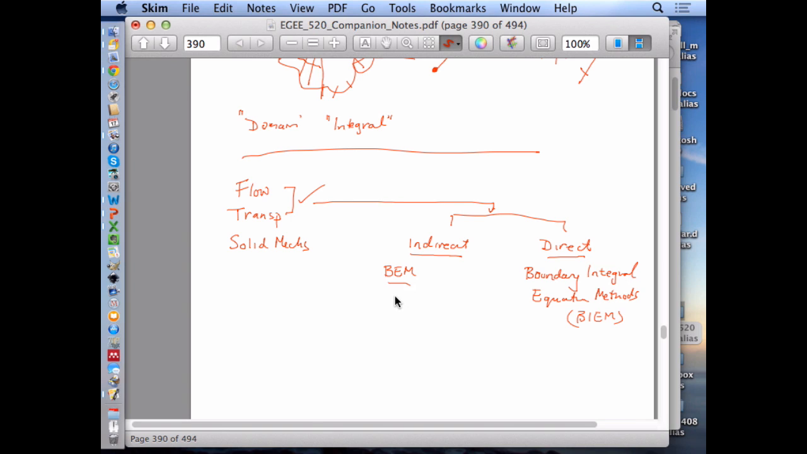And so the indirect methods are sometimes referred to, for solid mechanics, as displacement discontinuity methods. I'm running out of space. Sometimes affectionately referred to as DD methods. Fictitious force methods.